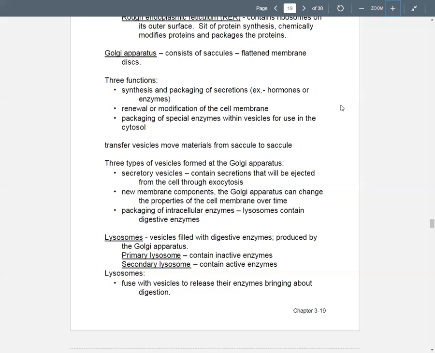Okay, so let's make sure we keep our masks over our mouth and our nose. Okay, I know they're easy to come off, so make sure you keep them on.